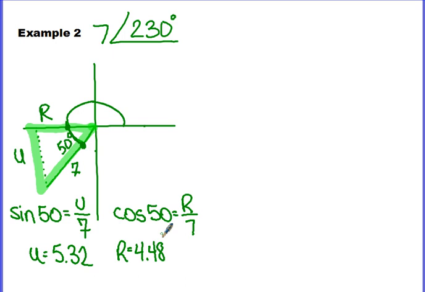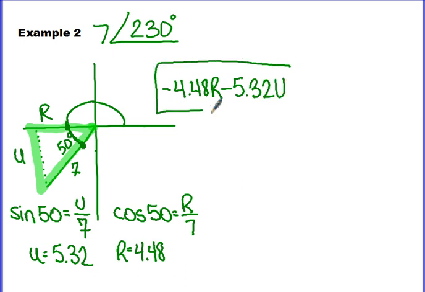And finally, the last step is to write the rectangular coordinate. Now notice this time, we're still going to write them in alphabetical order, R and then U. Notice that the R value is on a negative axis, so my R value is going to be negative. So it's negative 4.48, we label it R. And then U is also on a negative axis since it's going down. So it's going to be negative 5.32 U.